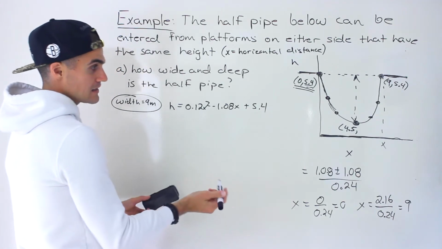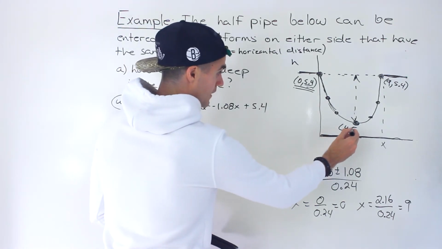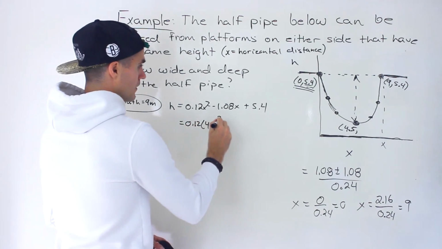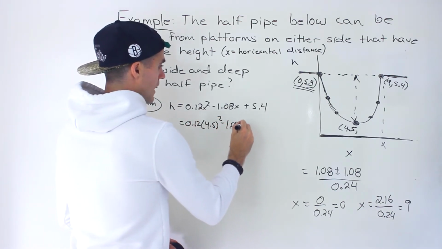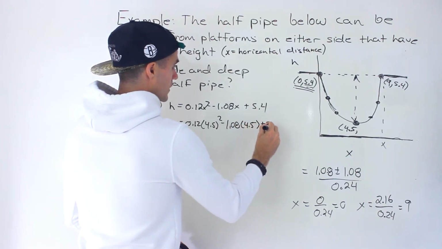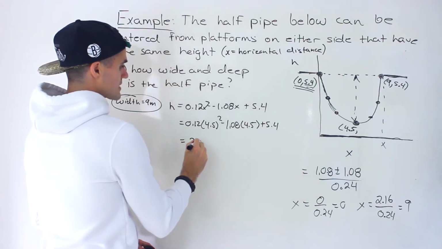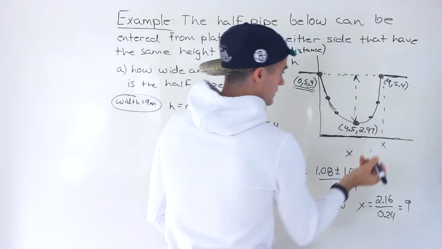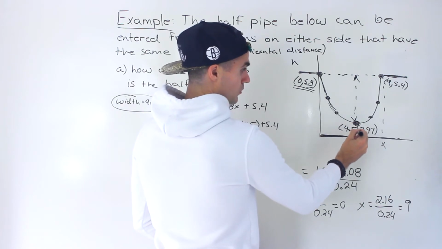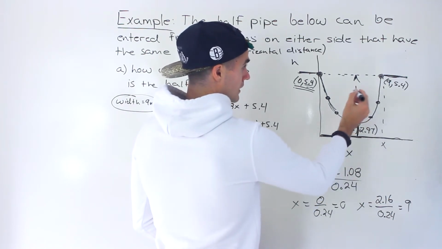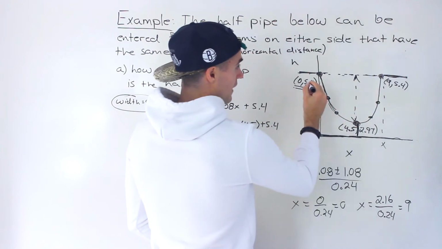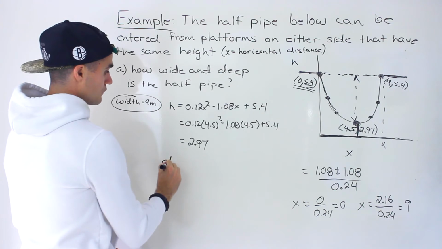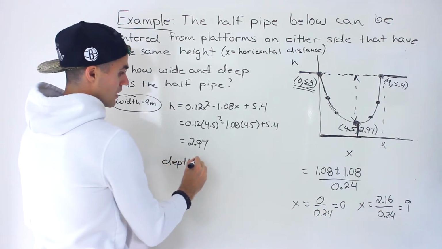And then to get the height of the vertex, we take that x value of 4.5 and just plug it in here. When you do that, you would get 2.97 right here. So this point is 2.97 meters above the ground. This horizontal line is 5.4 meters above the ground. So the difference between those is going to give us the depth of the half pipe.